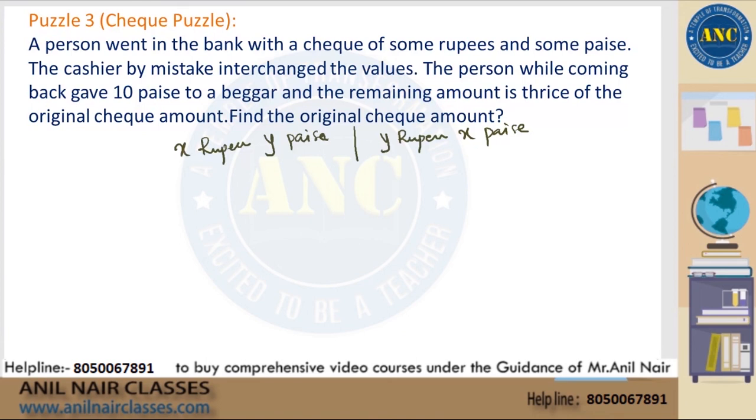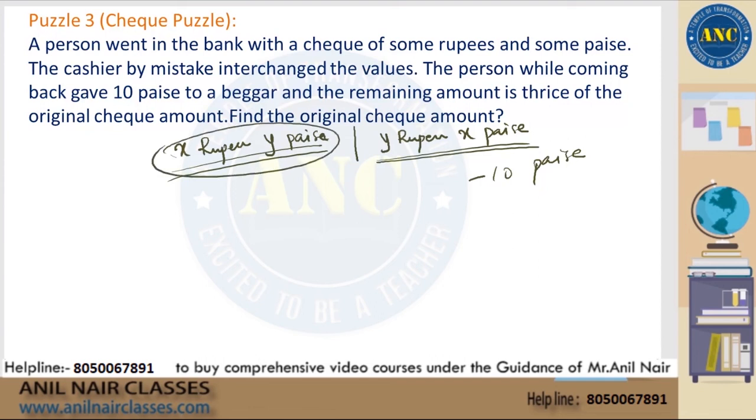The person while coming back gave 10 paise to a beggar. So how much money does he have actually now? He has Y rupees and X paise, and from this he gave 10 paise to a beggar. The remaining amount is thrice of the original check amount. After giving away this 10 paise, whatever he got now minus this 10 paise is thrice of the original check amount. We are supposed to find out the original check amount.